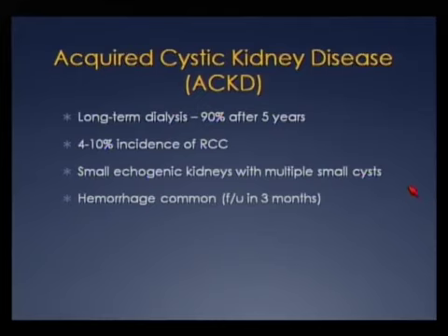Now, acquired cystic kidney disease is usually due to long-term dialysis. Most patients have this after 5 years, and there is an increased incidence of renal cell carcinoma. The hallmark appearance is small echogenic kidneys with multiple small cysts. And again, just like PCKD, hemorrhage in these cysts is common. So if you see a complex cyst, it's okay to follow the cyst up in 3 months to see if it's stable or if it has regressed in size.